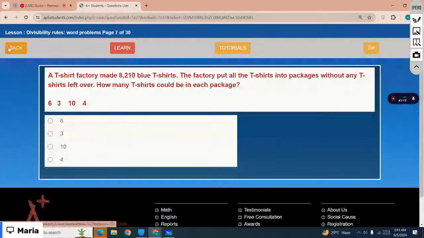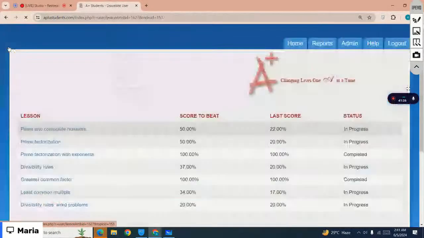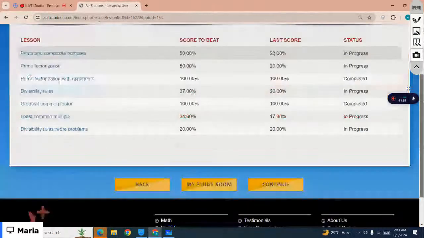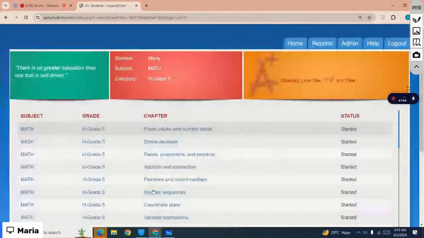Okay, you can complete the lesson by yourself later today. So we were working on grade 5 math. The chapter we were working on is number theory. The lessons we have covered today are greatest common factor, least common multiple, and divisibility rule word problems, right? So please make sure that before the next session you complete all the practice questions for the lessons we did today. That is your homework until the next session.